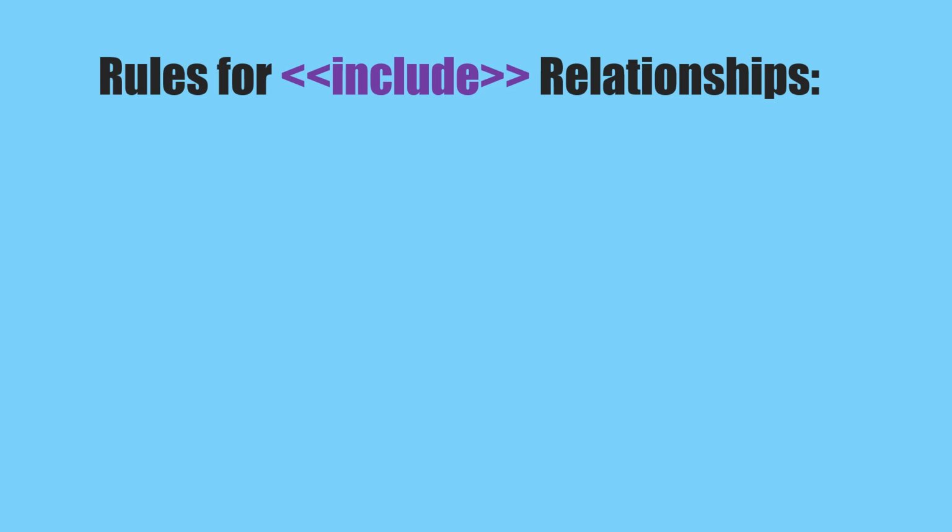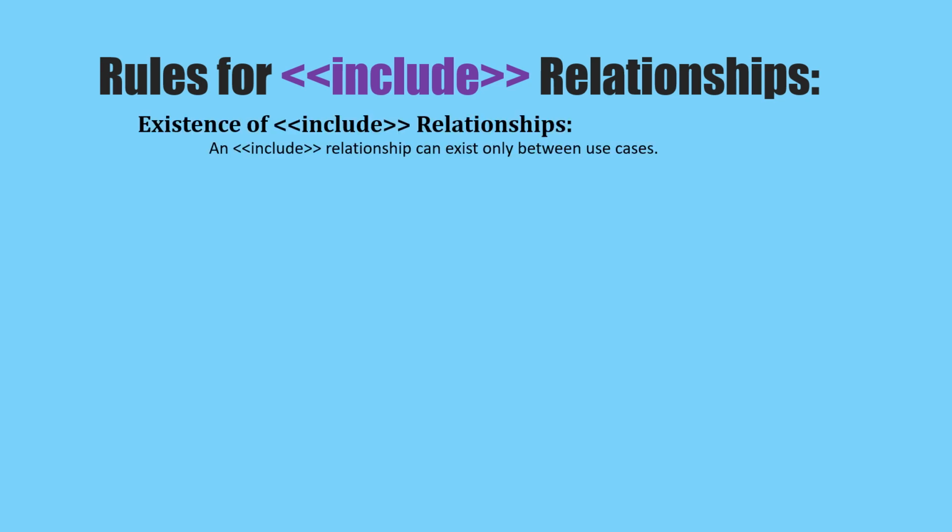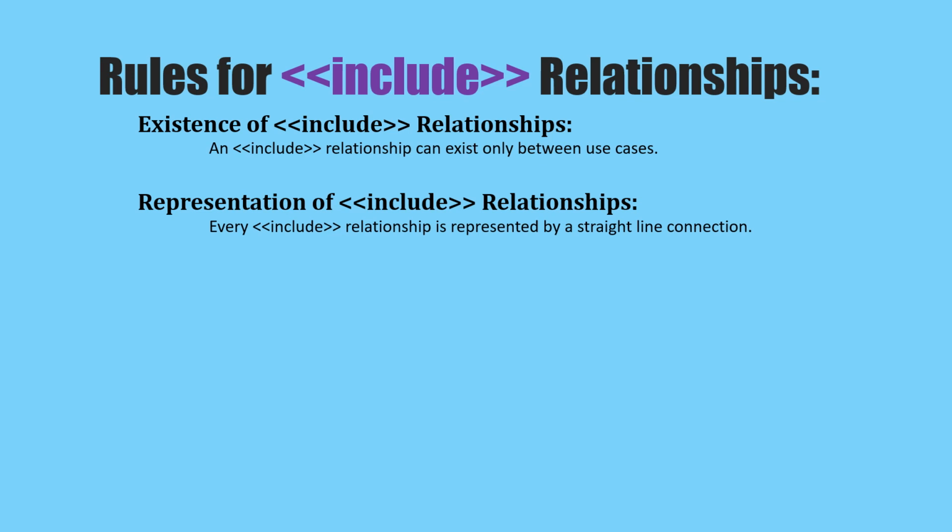Rules for include relationships. Existence of include relationships: an include relationship can exist only between use cases. For example, in a document editing software, the save document use case may include the check document format use case to ensure proper formatting before saving. Representation of include relationship: every include relationship is represented by a straight line connection and must also have the label include.